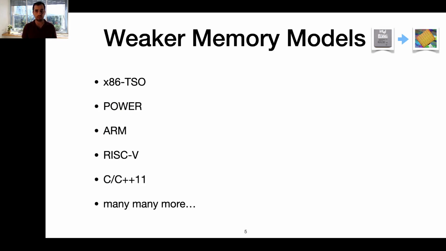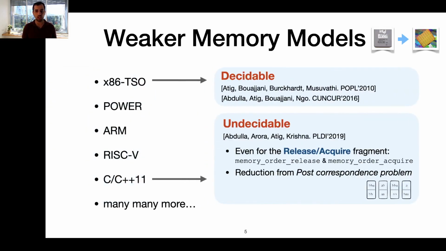This includes many examples of multi-core systems, including hardware like x86, Power, ARM, and software models like the C11 model. Concerning decidability of the verification problem, we know that verification under x86 TSO is decidable, and recently it was shown that the closely related release-acquire model of C11 actually leads to an undecidable verification problem.